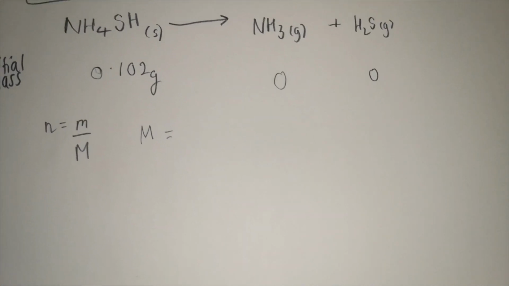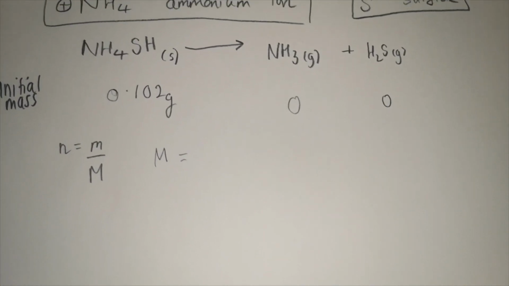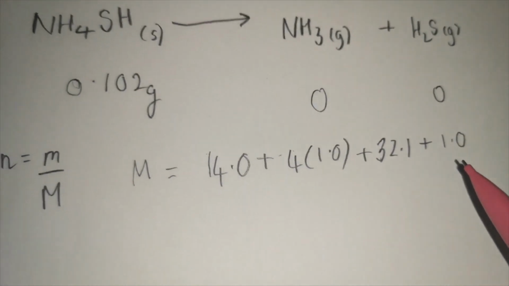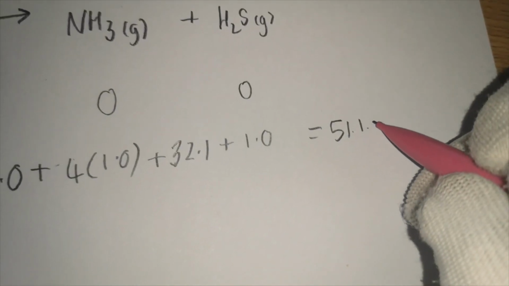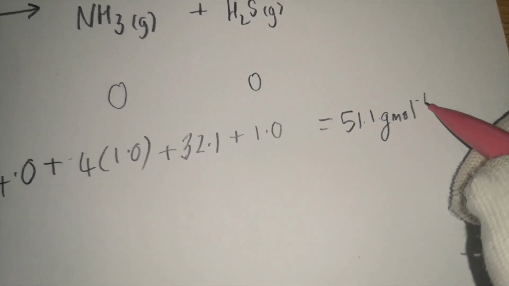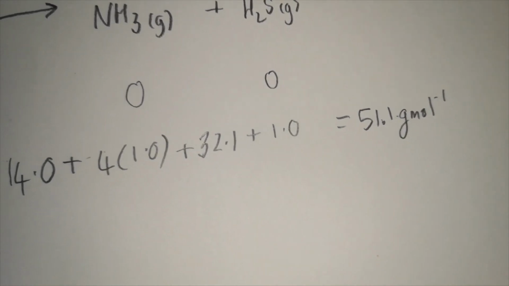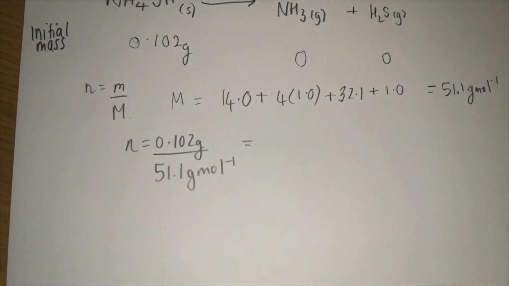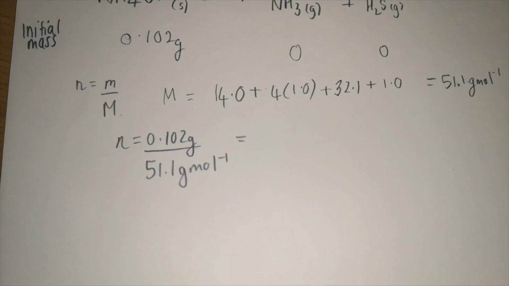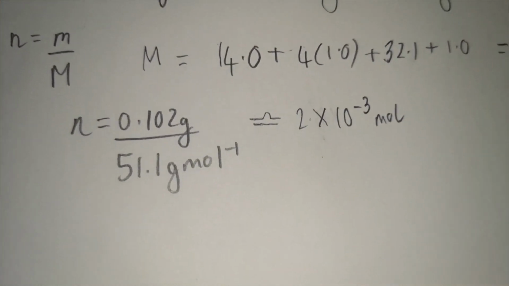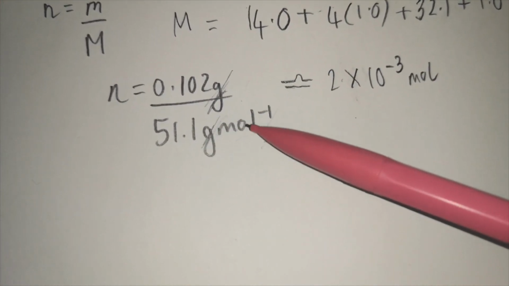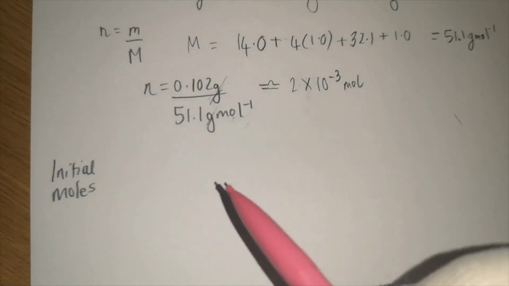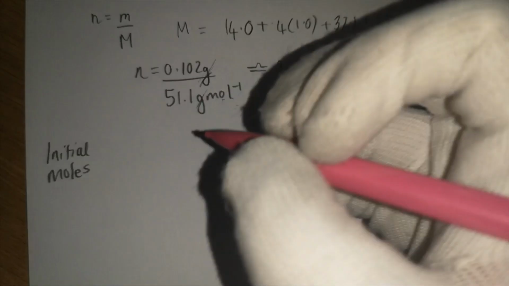The AQA data booklet gives the masses to 1 decimal place. We have 14 from the nitrogen, 4 hydrogens, a sulfur and another hydrogen. This gives us a final result of 51.1 grams per mole. Subbing in our mass over our molar mass, we find that the number of moles is approximately 2 times 10 to the minus 3 mole. Note how the grams cancel each other and the units of per mole in the denominator become mole in the numerator.